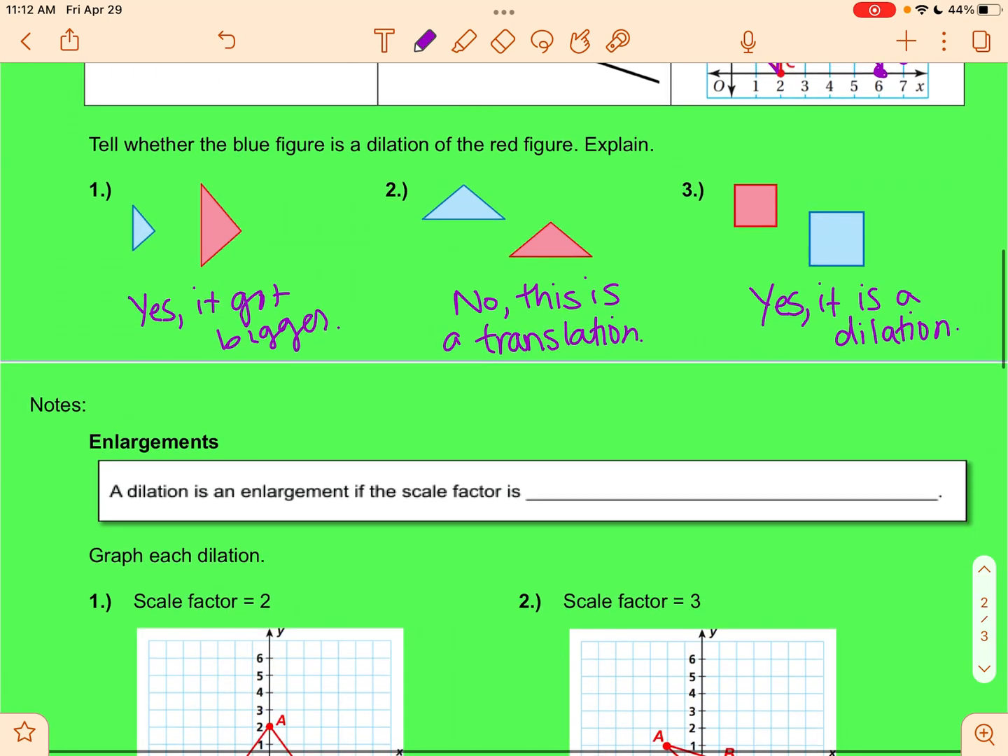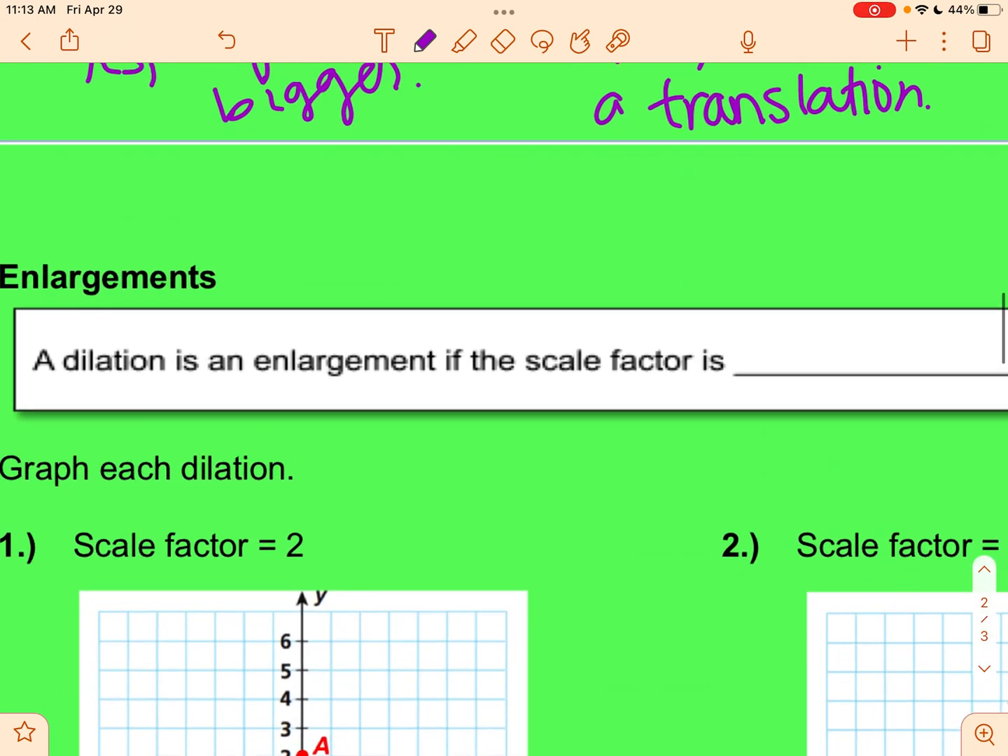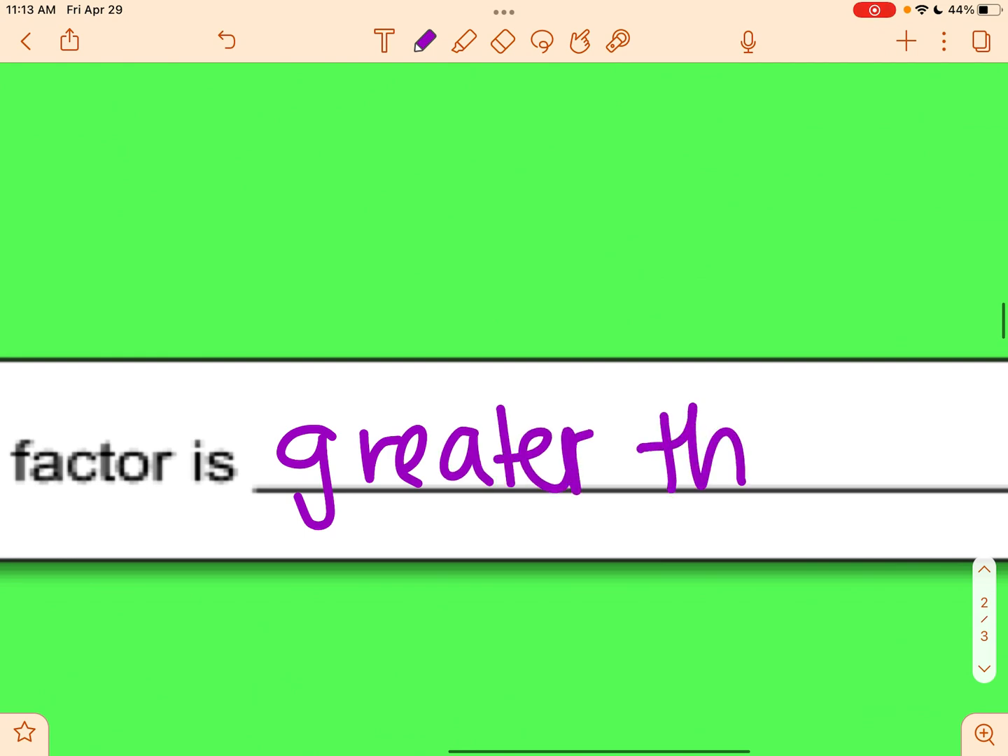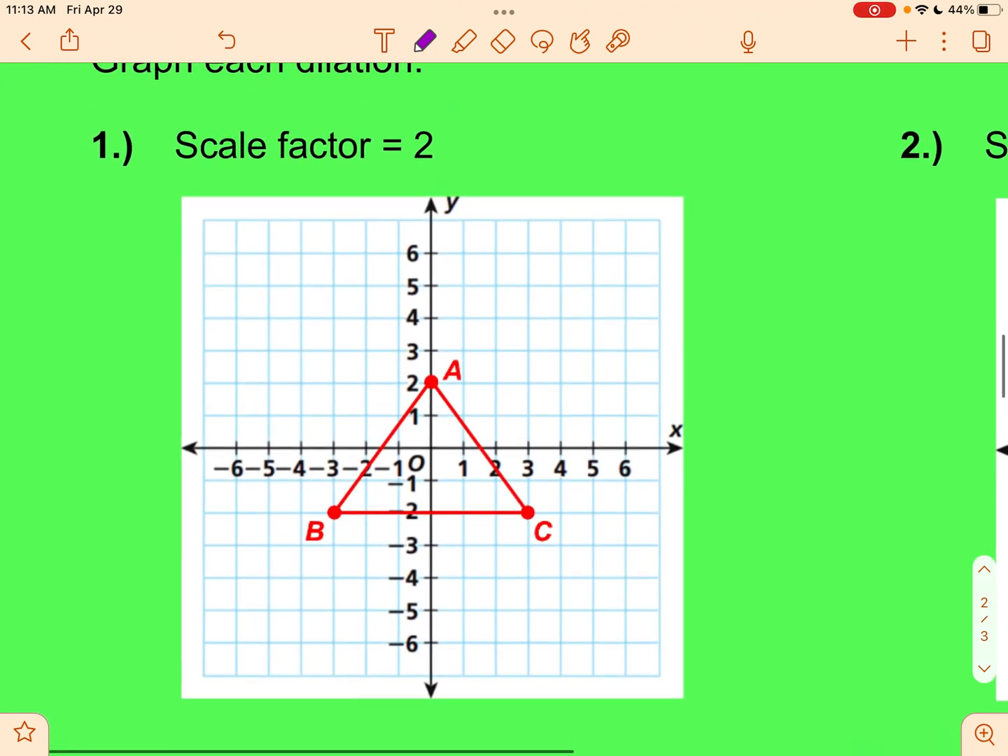Awesome, let's go on. Now we're going to be talking about 2 different types of dilations. Sorry, we're going to be talking about enlargements, and we're going to be talking about reductions. So a dilation is an enlargement if our scale factor is greater than 1. So what that means is we're going to be multiplying. Take a look at number 1, we're going to be multiplying each of our points by 2, and that's going to make our picture bigger.